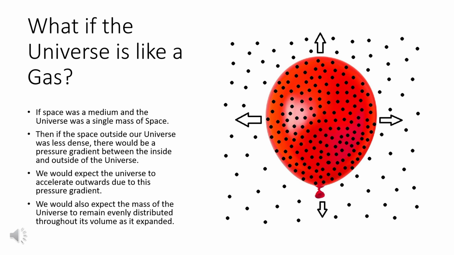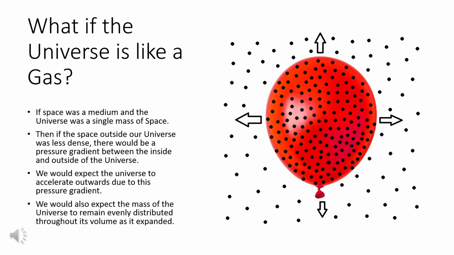If our balloon pops, then the densely packed gas or air inside the balloon would redistribute outwards due to a pressure gradient as it tried to reach a new equilibrium with the atmosphere around that balloon. We can think of our universe in the same way.